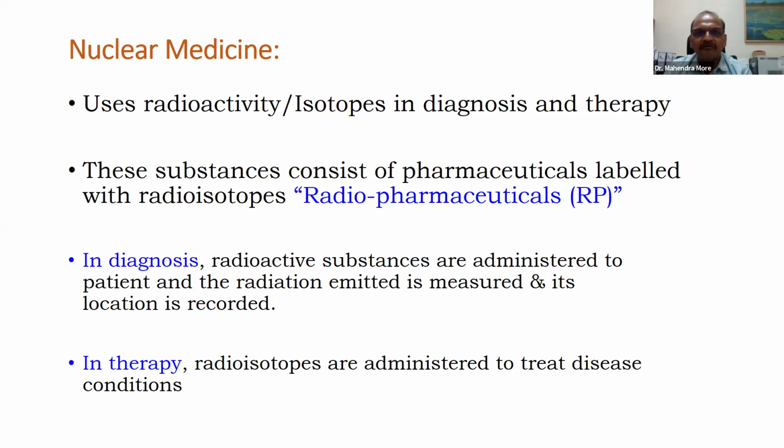In diagnostic, radioactive substances are administered to the patient, and the radiation emitted is measured as it is located to that particular organ. And in therapy, we give isotopes mostly by oral means. Then it is the treatment condition. Like in thyroid, we give radioiodine therapy. So iodine-131 is administered, and that localizes to the thyroid gland, and the beta component of that iodine is mainly responsible for the treatment purpose. It delivers a very high dose to the thyroid gland.